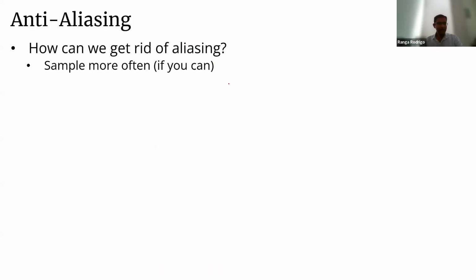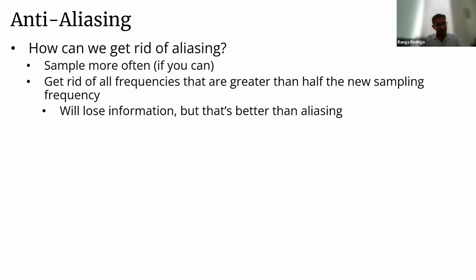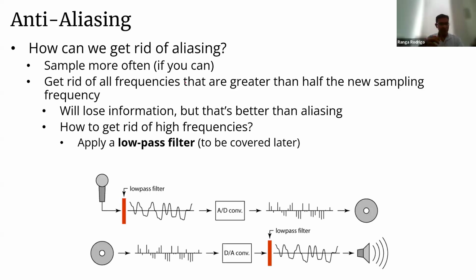How do we get rid of aliasing? Sample more often, that means do high frequency sampling. Or get rid of all frequencies that are greater than half the new sampling frequency. We lose information, but that's better than aliasing. How to get rid of high frequencies? You can use a filter. In audio also you use filters. If you have a microphone, we do a low pass filter, and only then we do the A to D conversion when you write it into a CD.